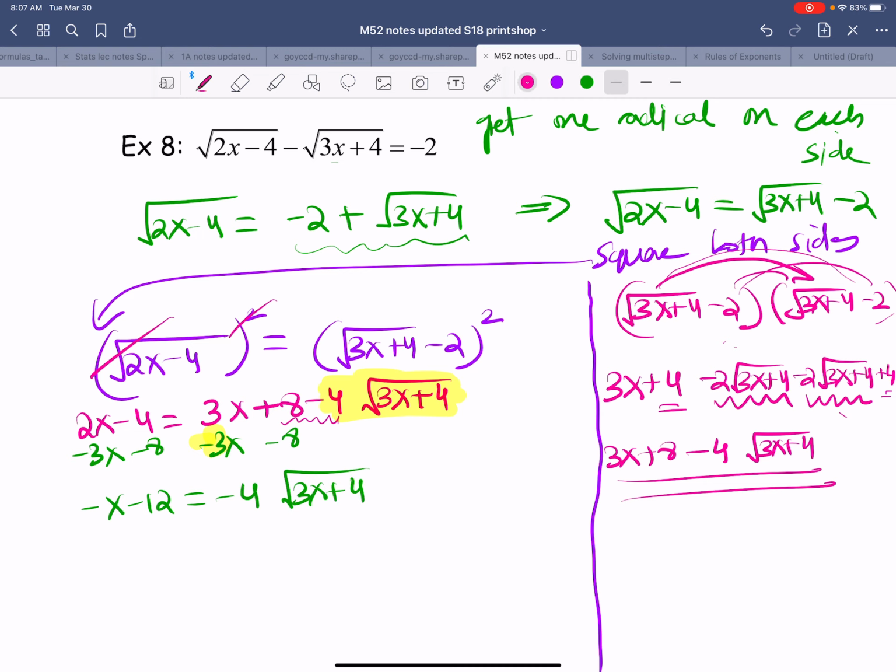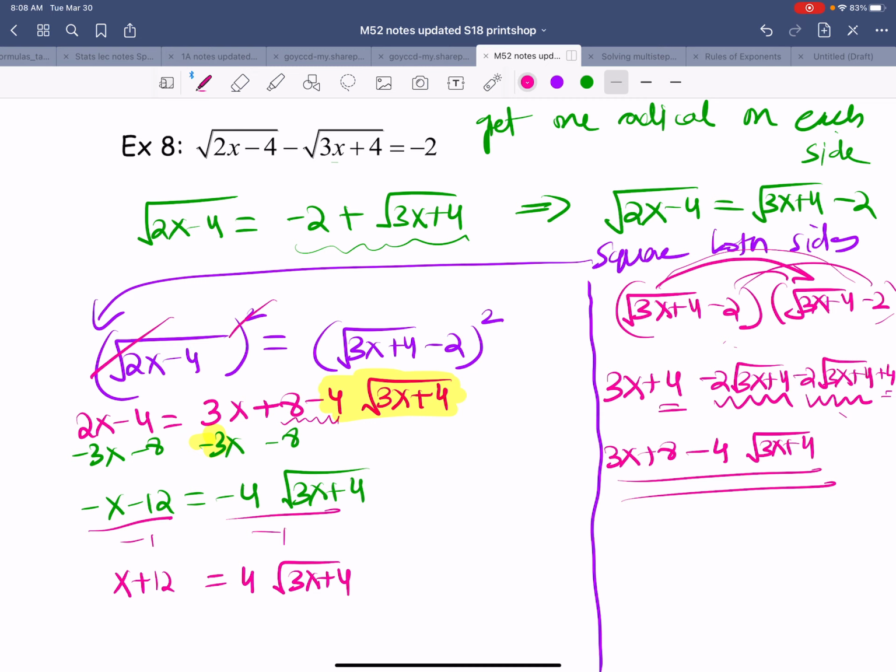To make my life easier, I can go ahead and divide both sides by negative 1, and that's going to leave me with x plus 12, because I could factor out a negative 1 from the numerator, equal to 4 times the square root of 3x plus 4. Do these problems carefully, do them slowly. There's more chance of making mistakes in these because they're longer and harder radical equations, okay?